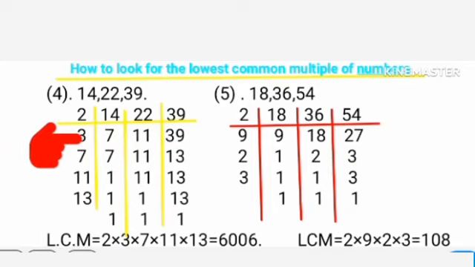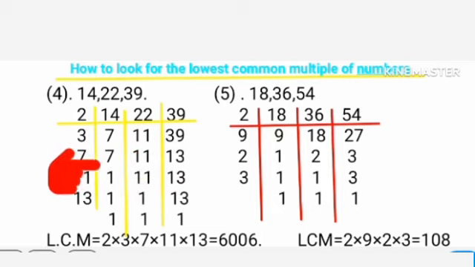Is there a number that can go in any of these numbers? So we know that 3 can go in 39. That will give you what? 7, 11, and 13. The reason why we put 7, 11, and 13 is because 7 cannot be divided by 3 and 11 cannot be divided by 3. So we have 7, 11, and 13.